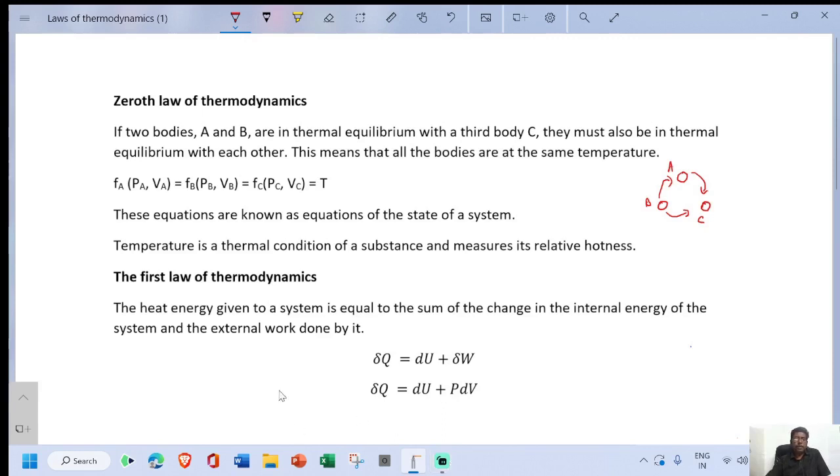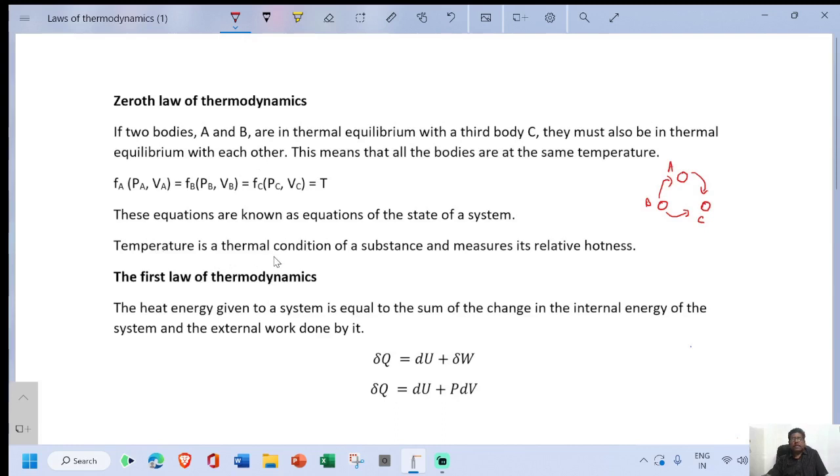Read out this statement. If two bodies A and B are in thermal equilibrium with a third body C, they must also be in thermal equilibrium with each other. This means that all the bodies are at the same temperature. F suffix A, P of A, V of A equal to F suffix B, P of B, V of B equal to F suffix C, P of C, V of C equal to T. These equations are known as equations of state of a system.